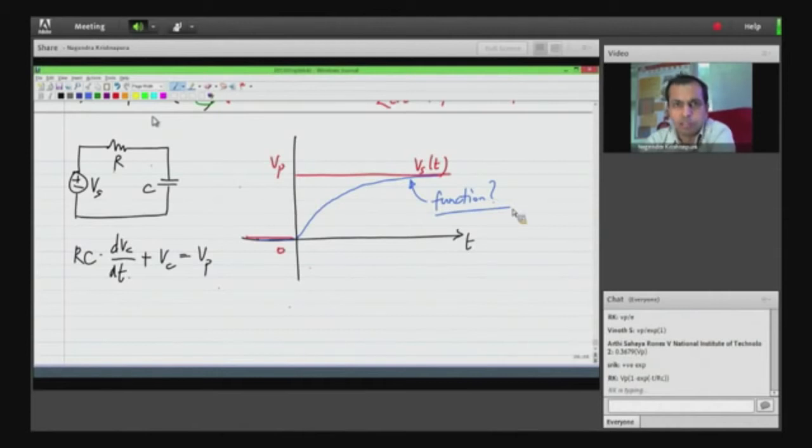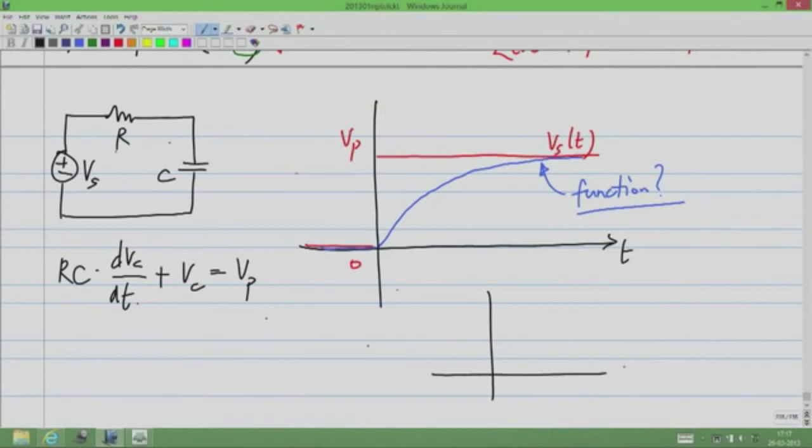Because if the argument of the exponential is positive, you will get a curve that is like this, right? So it will go on increasing, it will blow up. Okay, at t equal to infinity, it will become infinity. That's not the kind of function we have, as we have determined from intuition.